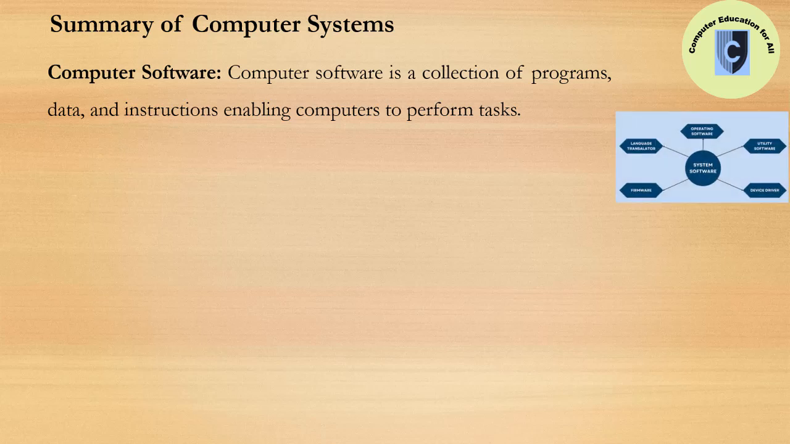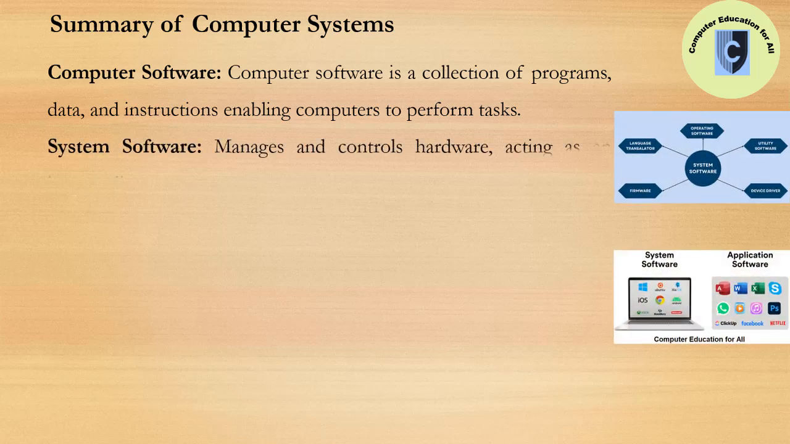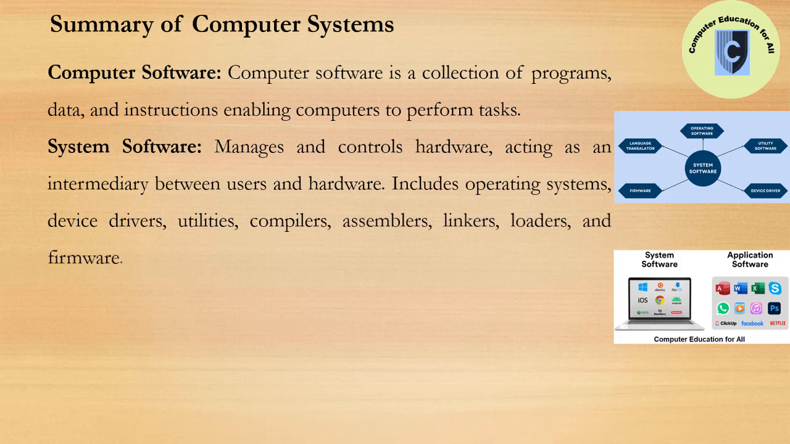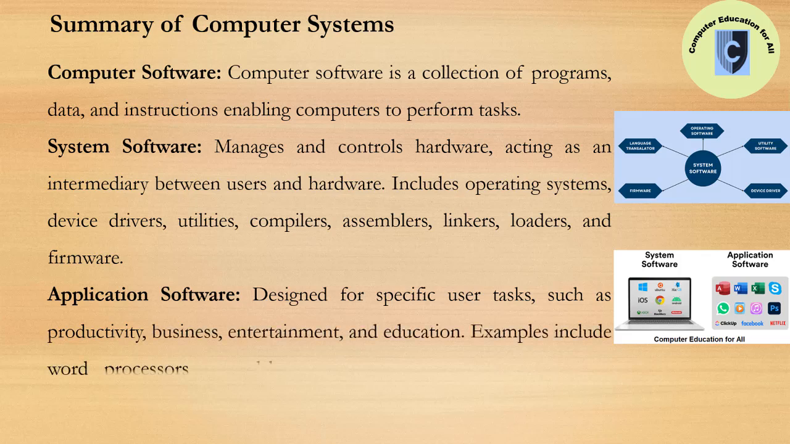System software manages and controls hardware, acting as an intermediary between users and hardware. It includes operating systems, device drivers, utilities, compilers, assemblers, linkers, loaders, and firmware. Application software is designed for specific user tasks such as productivity, business, entertainment, and education. Examples include word processors, spreadsheet software, games, and educational programs.